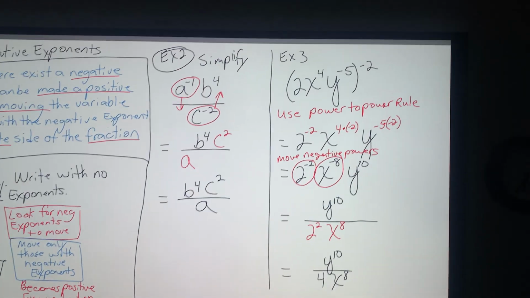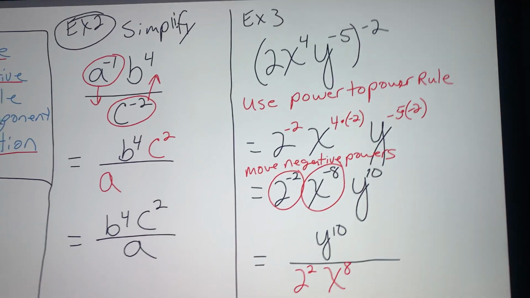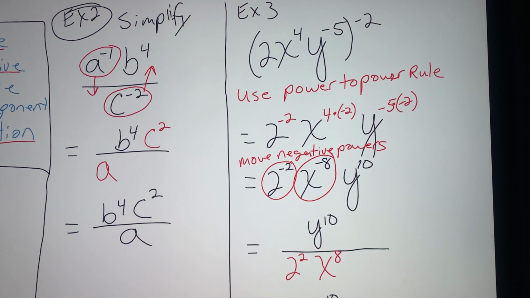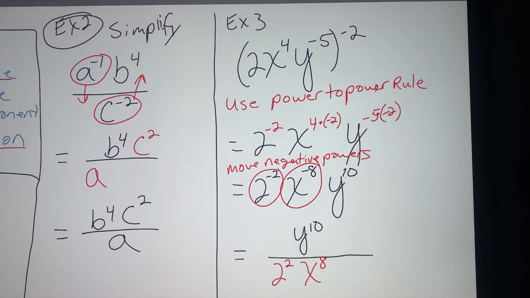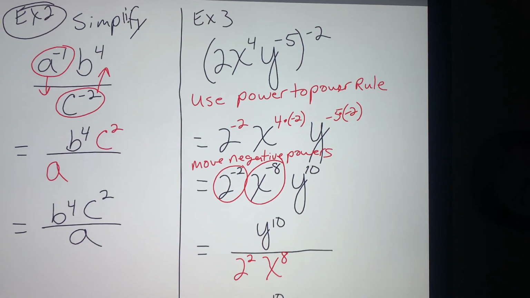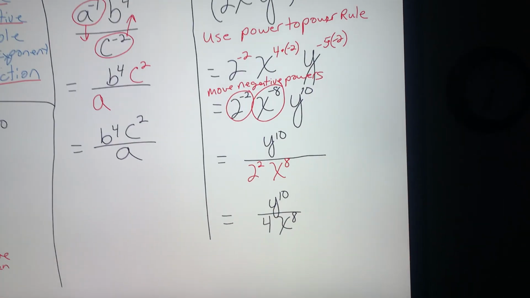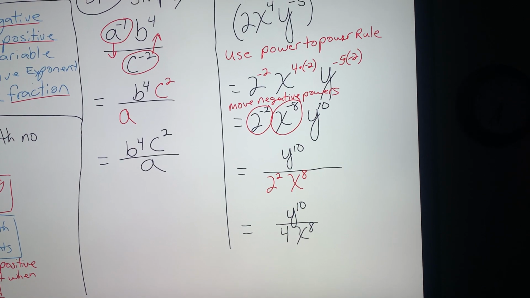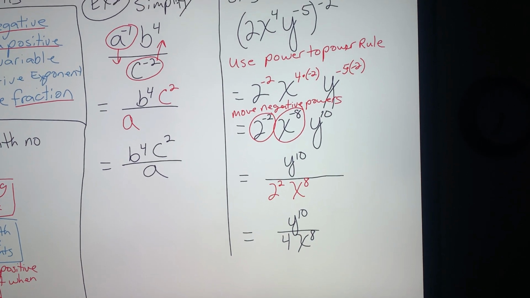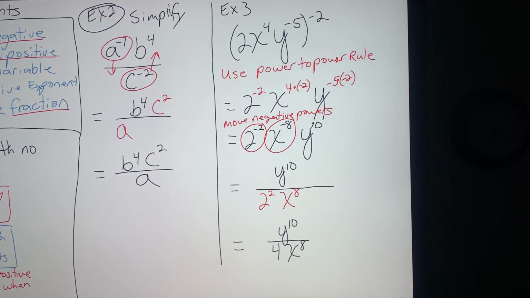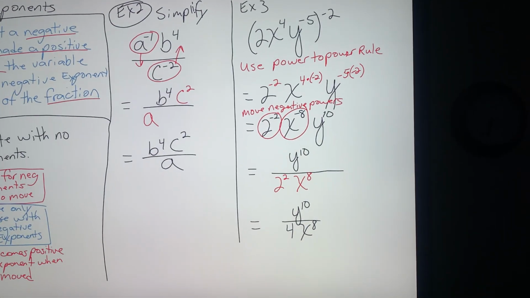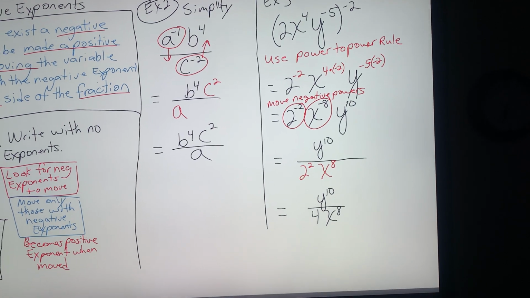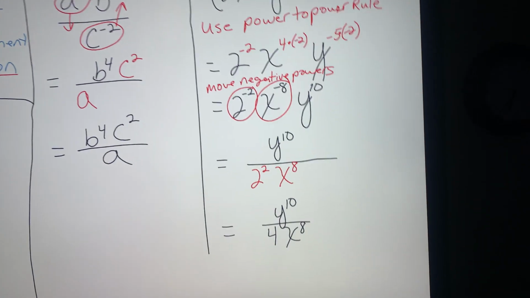Here, if you look at example 3, we have the inside being raised to the negative 2nd power. So what we do is we use the power to a power rule first. That is taking that negative power to each one of those things on the inside, because it's all multiplication inside of the parentheses. So we take that negative power as a power to each one on the inside, using the power to a power rule, which is to multiply the powers.